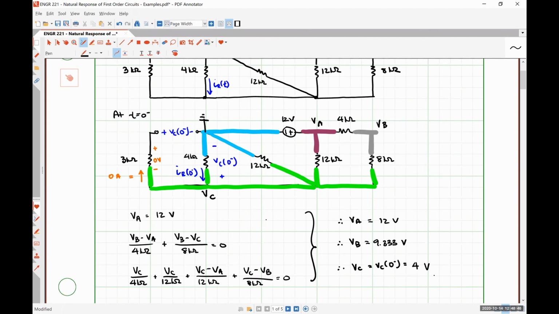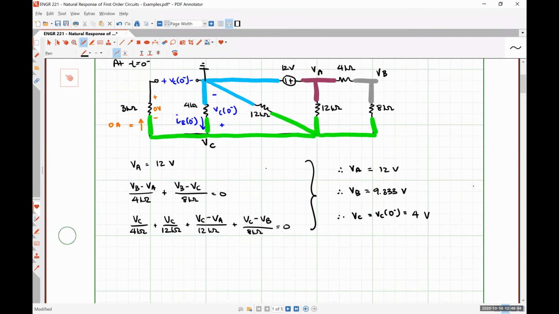I got a thumbs up. So unless anybody has any objections, I'm going to move along to determine our resistor current IR at 0 minus. Anybody got any beef? All right.